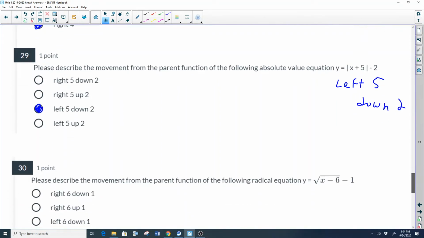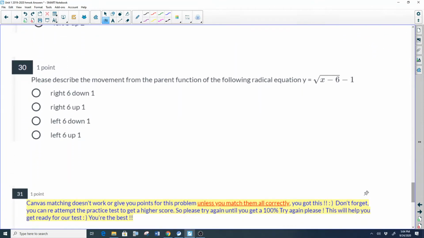Okay, last one here. So then please go ahead and move the parent function. So that's going to be opposite what you think. You think left 6, but it's actually right 6. And then down 1. It's good to practice these. These will be on the test. So right 6 down 1 will be that first one right there.